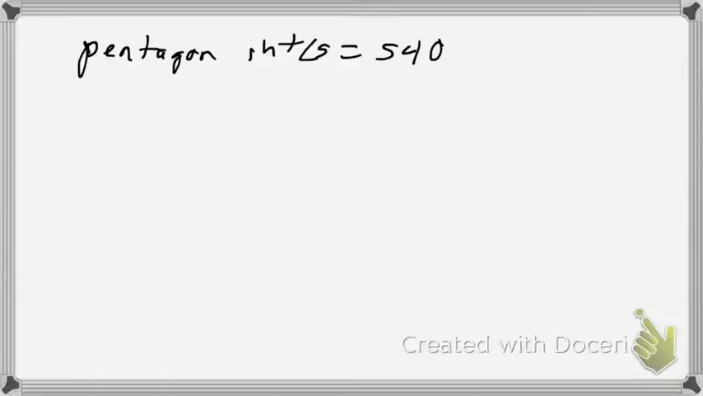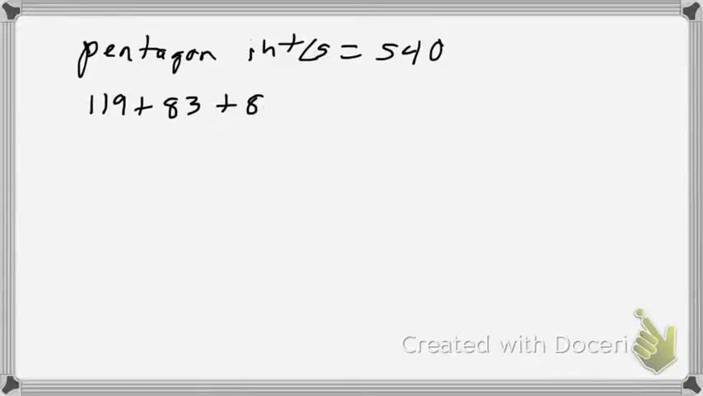Okay, number 9. Now number 9 is a pentagon. Look at number 9, count the sides. 5, pentagon. Now we already know that the interior angles equal 540. Why? Because we just did it.